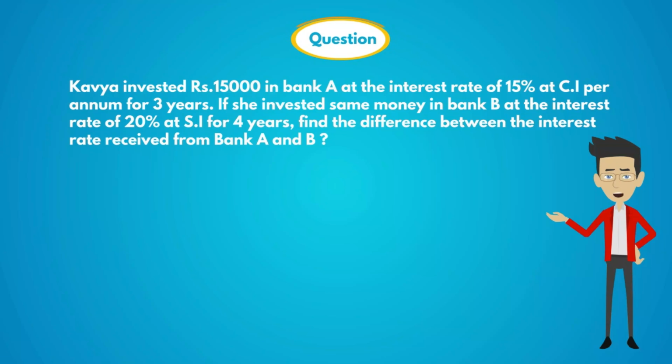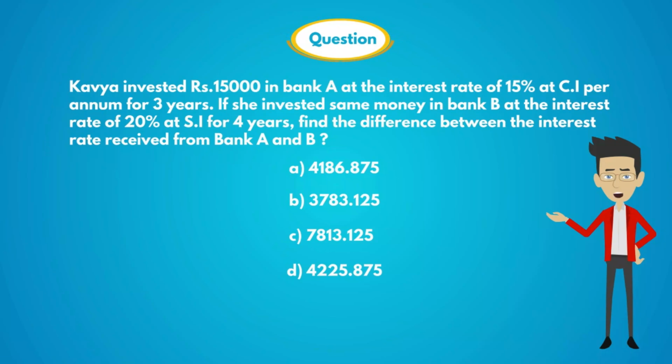Options are: Option A, 4,186.875, Option B, 3,783.125, Option C, 7,813.125, Option D, 4,225.875, and Option E, 4,126.875.